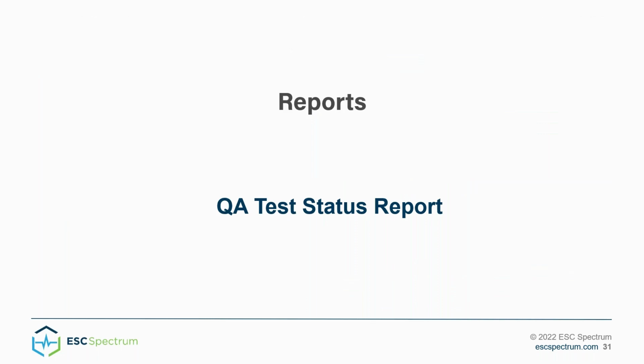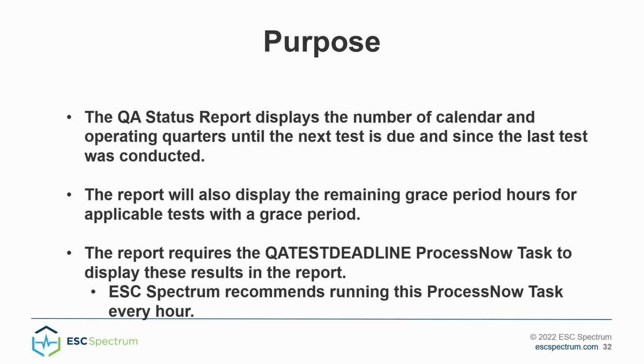We've added a new QA test status report. The QA status report displays the number of calendar and operating quarters until the next test is due and since the last test was conducted. The report also displays the remaining grace period hours for applicable tests with the grace period. The report requires the QA test deadline process now task to display these results in the report.